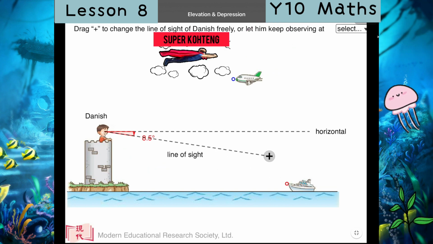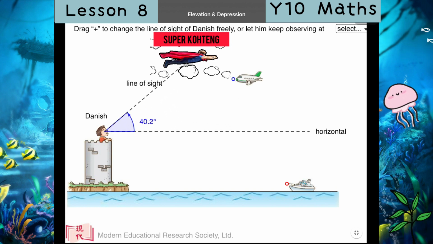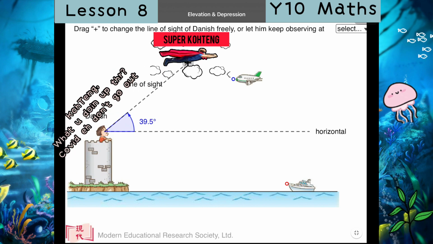So if he's looking all the way up, let's say Koteng is here, Koteng is flying up here, and then Danish is looking at Koteng here.